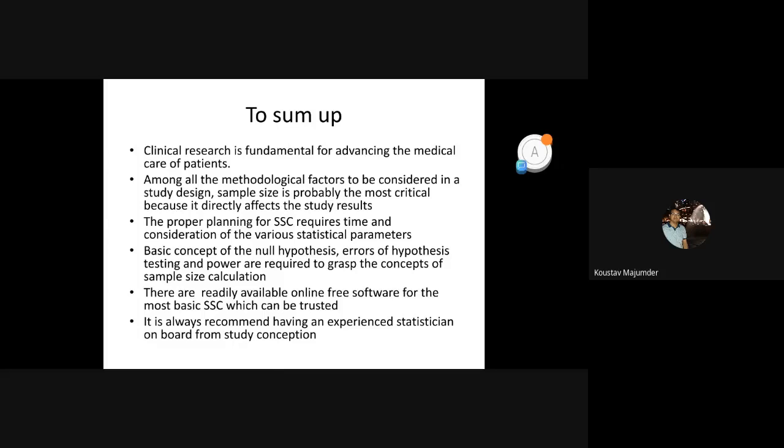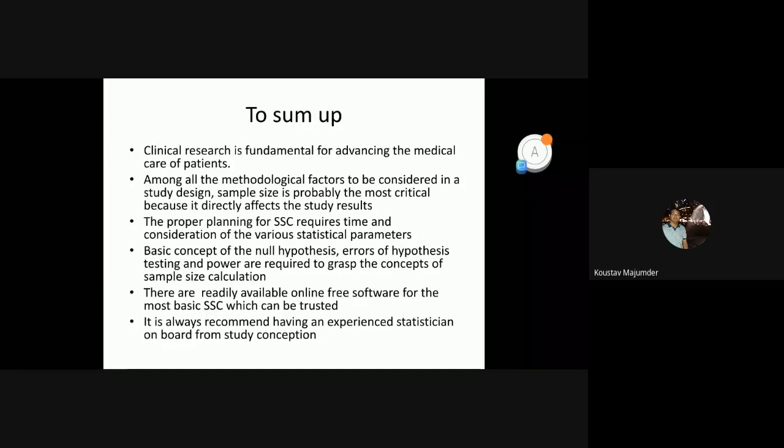They're readily available free online. But for you, the postgraduates, the basic sample size calculation can be trusted and you can use it for your theses and all the small studies you are going to do. But if you are doing an academic trial, it is always better to have an experienced statistician on board, because otherwise there will be legal implications, and it is easier to get a sponsor or ethical clearance if you have a statistician on board.